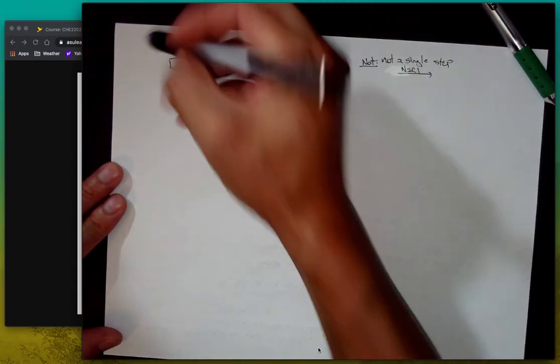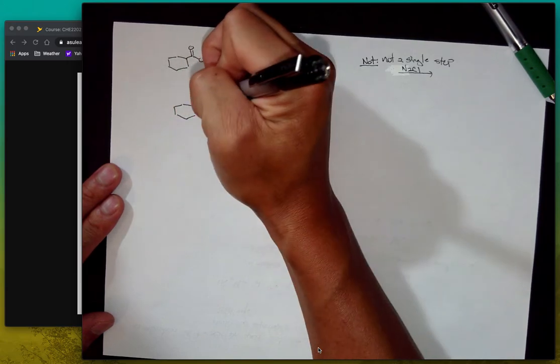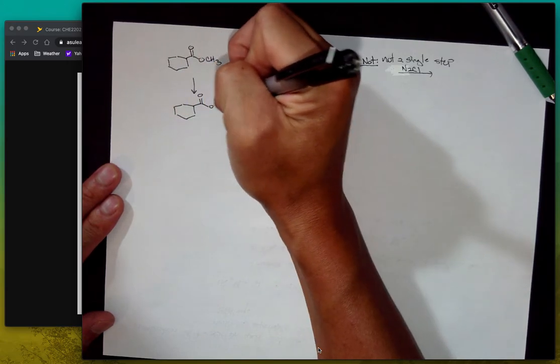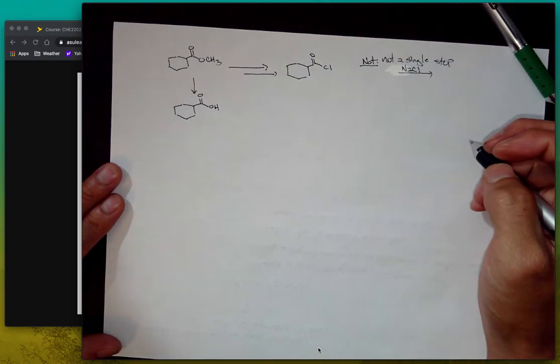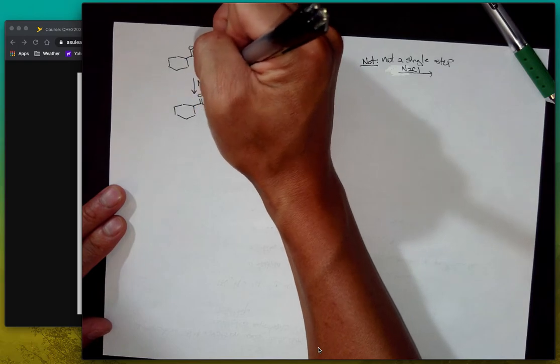And in order to accomplish this, you would have to first convert this into a carboxylic acid using acidic or basic conditions. I'll use basic conditions here.